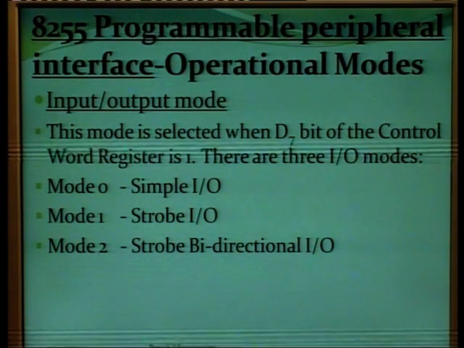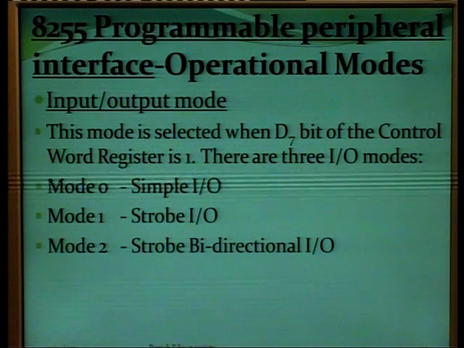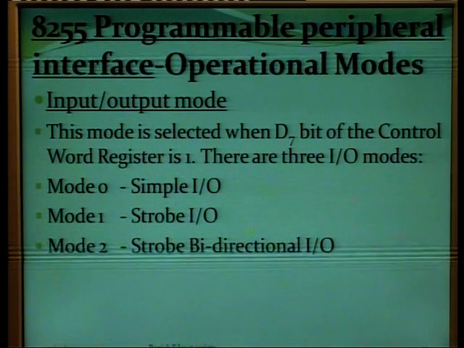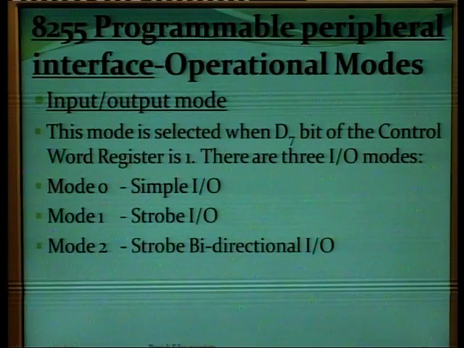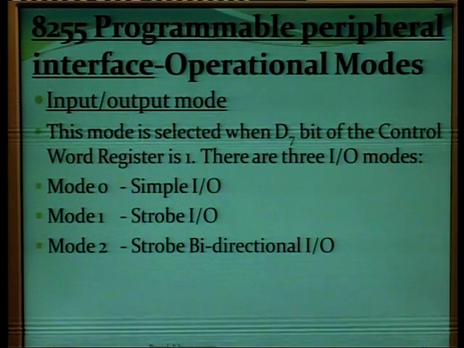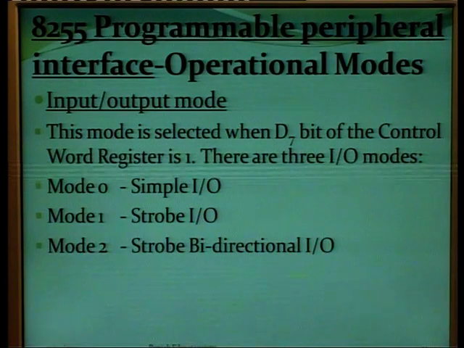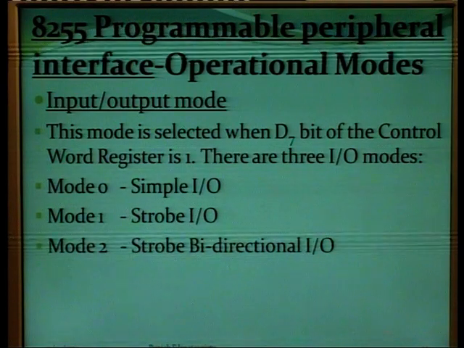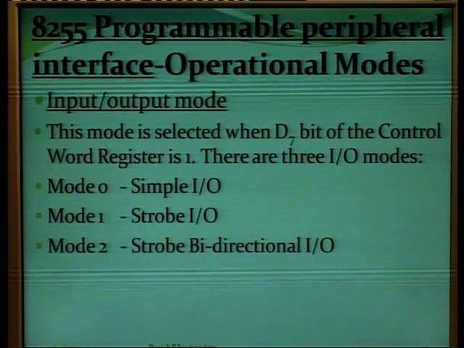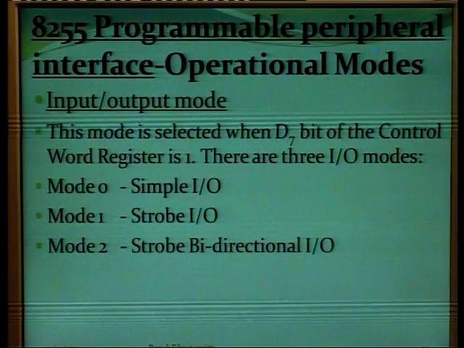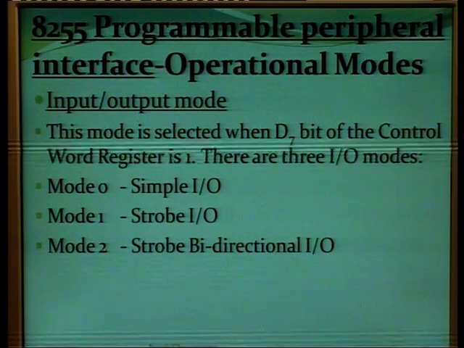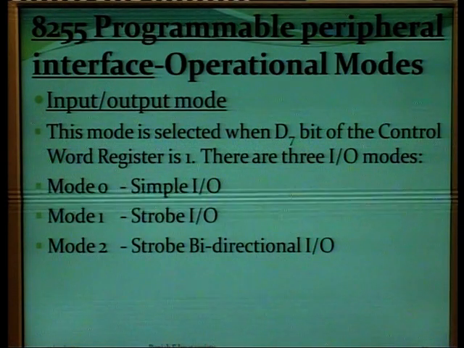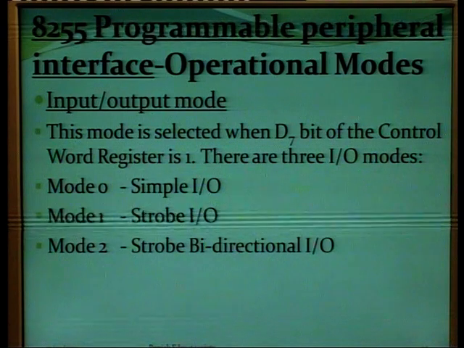In input output mode, the D7 bit of the control word register is 1, and there are three input output modes, mode 0, mode 1 and mode 2. Mode 0 is a simple input output mode. It is for all the three ports, port A, port B and port C. Mode 1 is the strobe handshaking input output mode. It is only for group A and group B, that is port A and port B, and in this case port C is used for the handshaking.